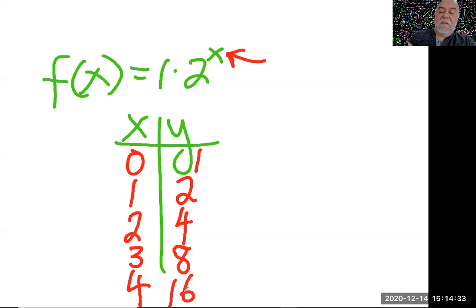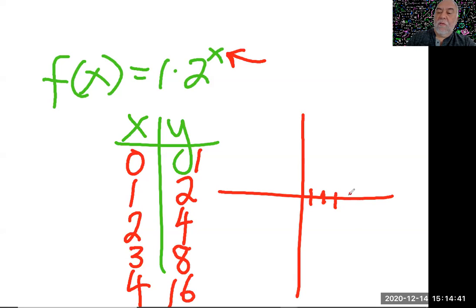And if we plot that, just make a little plot right here. 1, 2, 3, 4. Let's go up to 8 here on the y value. Okay, so if x is 0, y is 1. So there's the y-intercept. Remember I told you that. The y-intercept is always when x is equal to 0. Okay, if x is 1, y is 2.